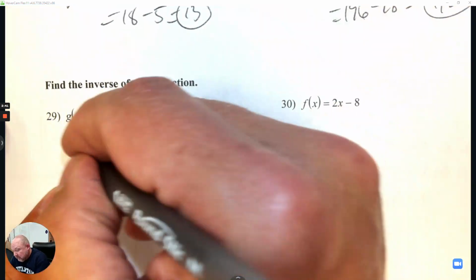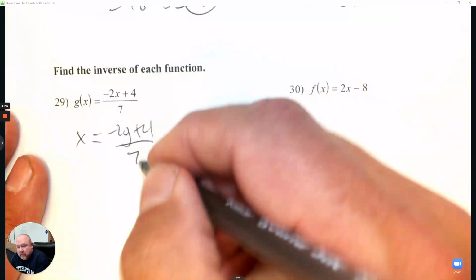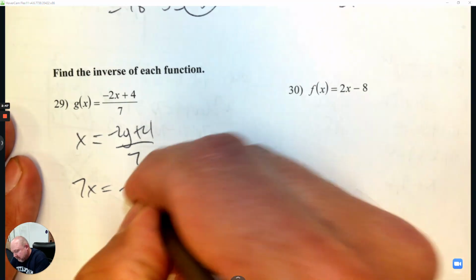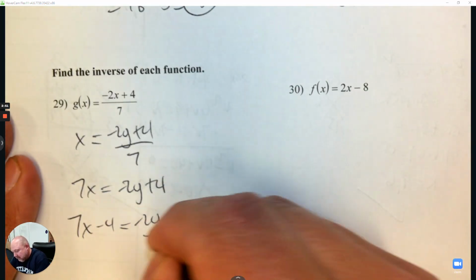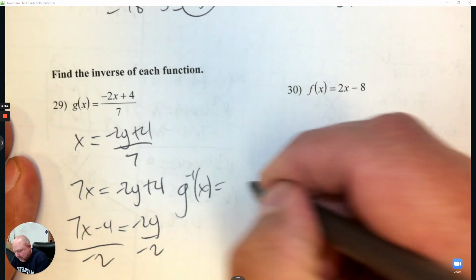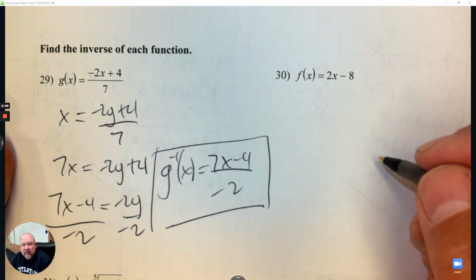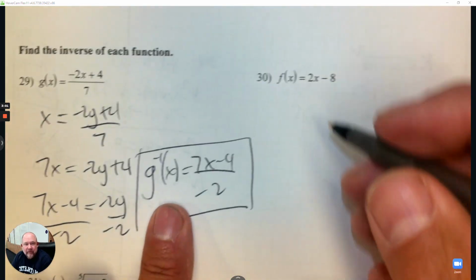Find the inverse. We're going to start with x equals. We're going to multiply times 7. We're going to subtract 4. And then divide by negative 2. And you have the inverse, and that's the symbol for inverse.